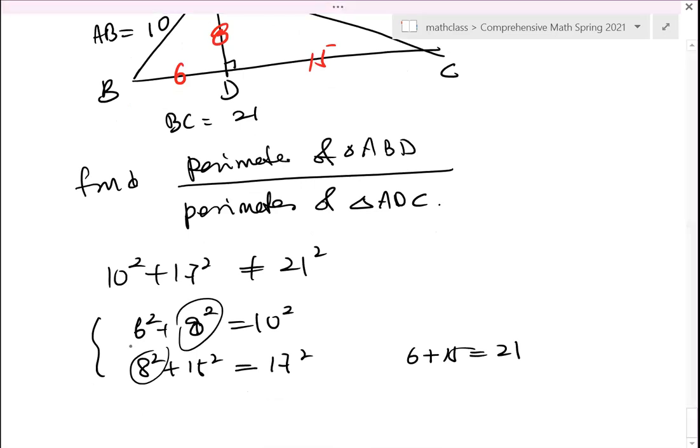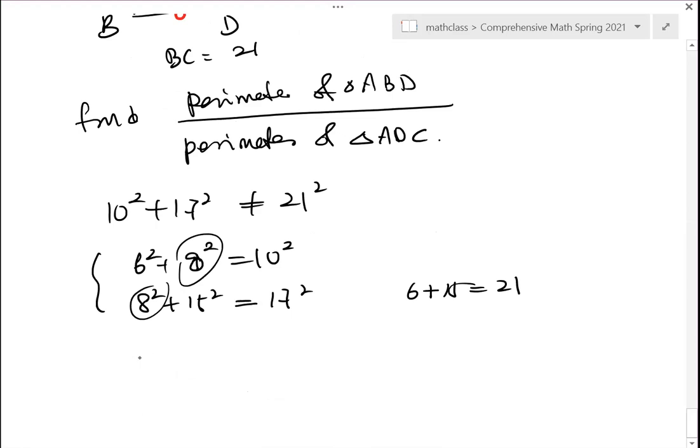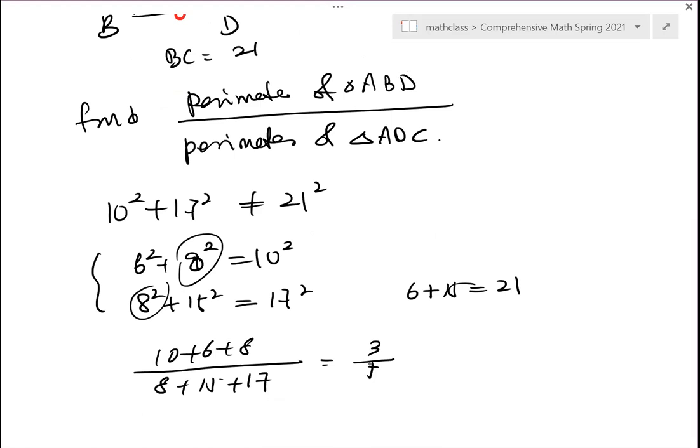The answer will be, the parameter here is 1 plus 6 plus 8, otherwise 8 plus 15 plus 17, add them together. Okay. So those are the special triangles.